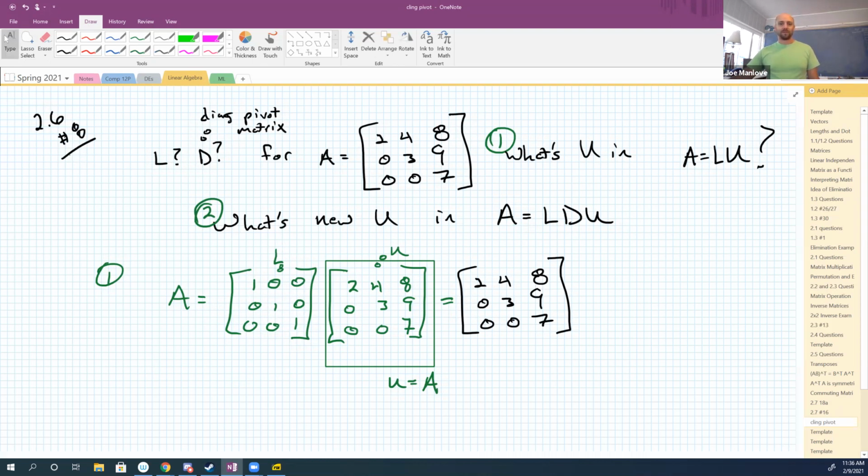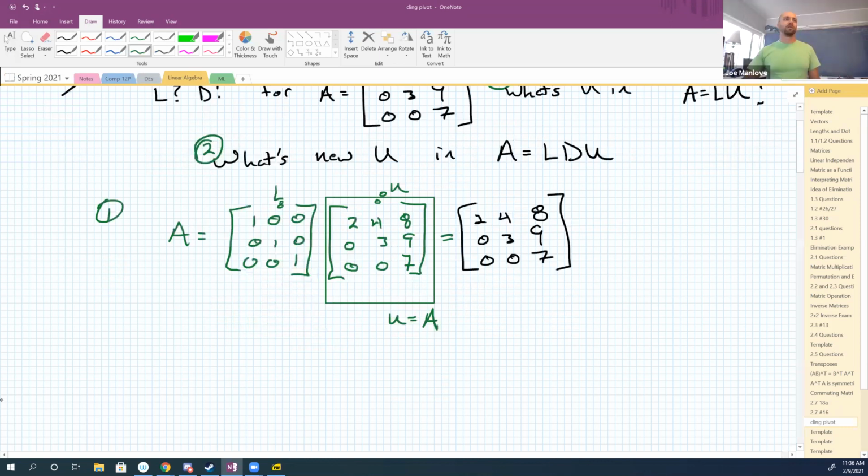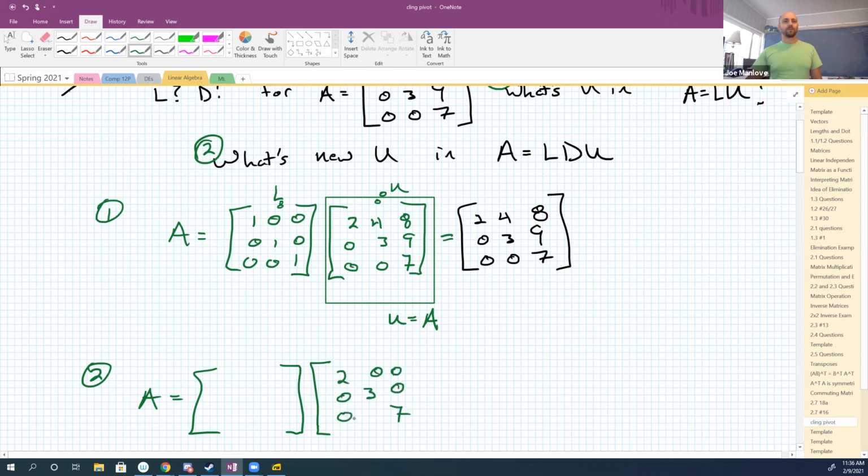2, 3, and 7. Good. So I'm thinking, all right, I don't know what L is going to be, right? But I'm sure that my pivot matrix is going to have 2, 3, 7 on the diagonal. You guys see that? I suspect that this thing's going to be the identity again. Why do I think that?